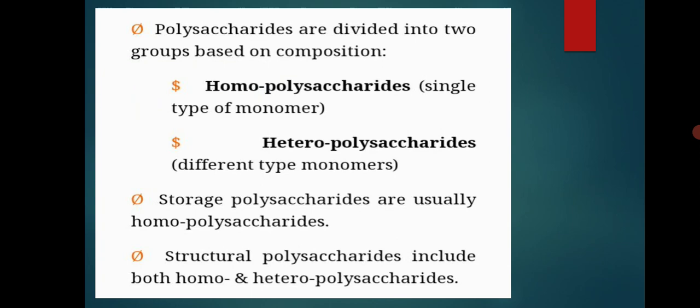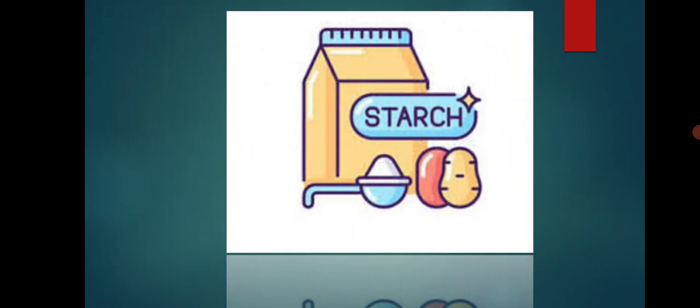Heteropolysaccharides, these are the structural polysaccharides. Structural polysaccharides include both homo as well as heteropolysaccharides. So those are the two classes. First, now we will see different examples. अगर हम बात करेंगे about these polysaccharides, then different examples include starch, glycogen, peptidoglycan. These are the polysaccharides जिसका synthesis हम study करने वाले हैं.